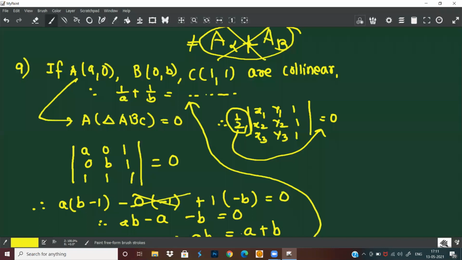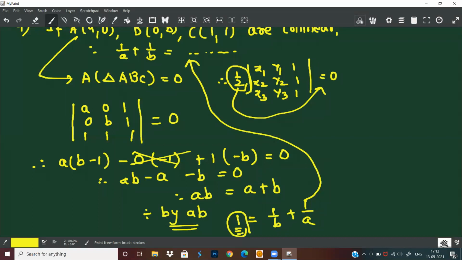Three points are collinear. It is an MCQ. 1 upon A plus 1 upon B is what? Points are collinear, so the area of the triangle is 0. So the half is of no use. Multiplying both sides by 2. First point, 1, second point, 1, third point, 1, the determinant comes like this, correct? Let me do.